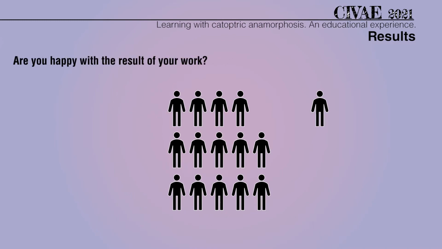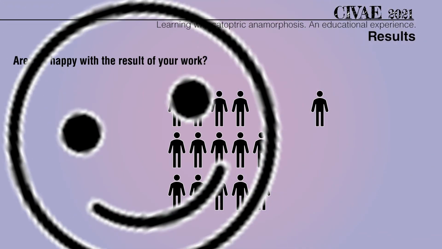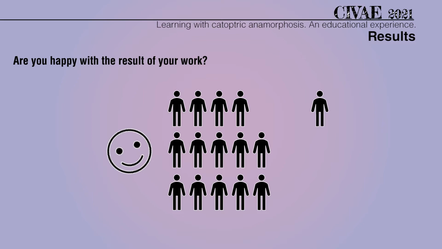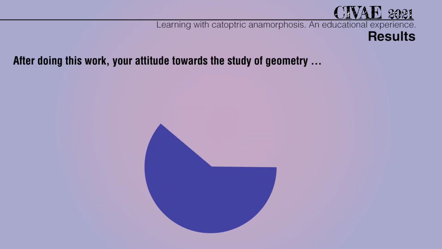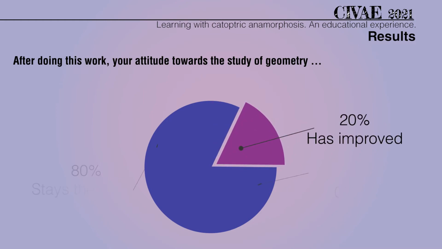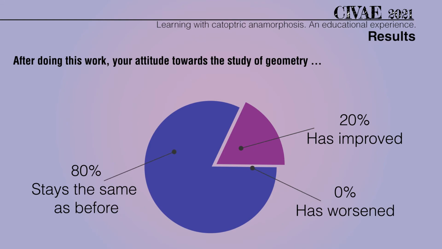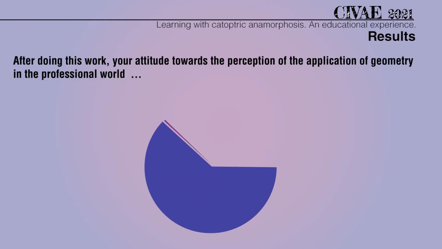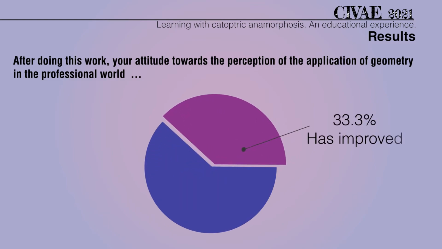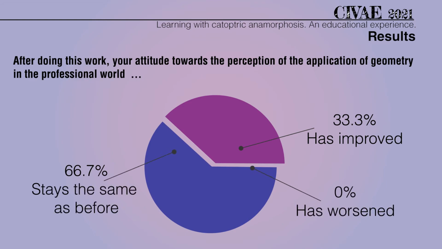93.3% of the students, that is 14 of the total 15, ended up happy with the result of their work, an appreciation that is equal to the degree of satisfaction observed by the teacher. Finally, regarding the influence of this experience on the students' perception of geometry, in 20% of the cases their attitude towards the study of geometry had improved, and in a third of them the perception of the application of geometry in the professional world had improved.